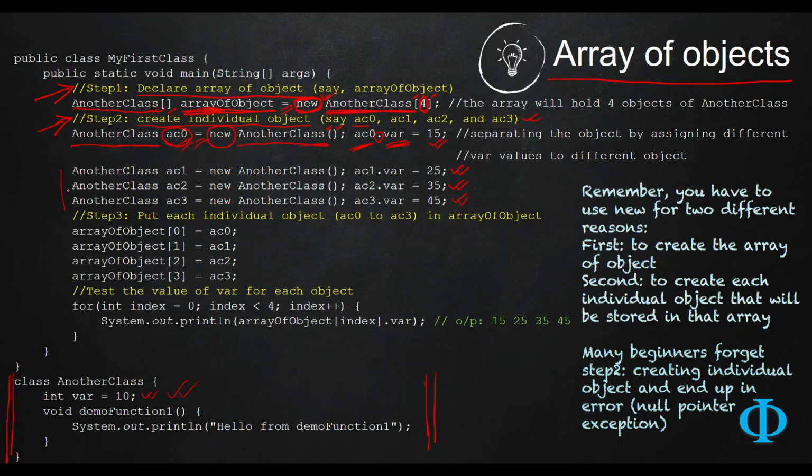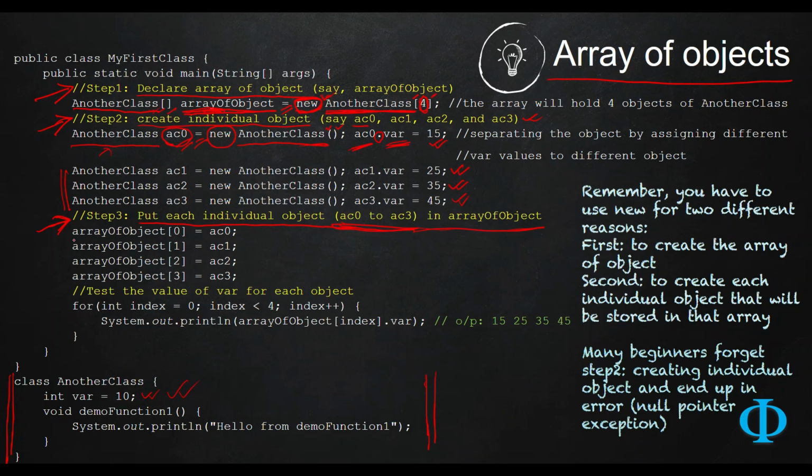Everything is similar to the first one. So after you have created all these different objects, now it is time for step 3, which is basically nothing but putting each of those individual objects, in our case AC0 to AC3, in this array of objects. So how to do that?